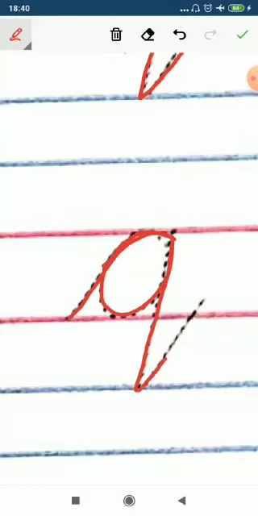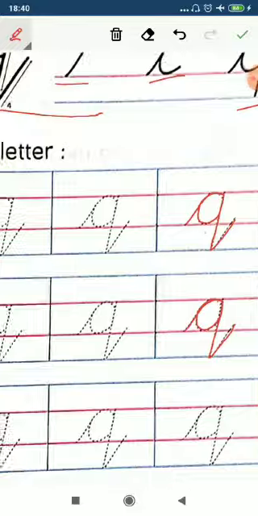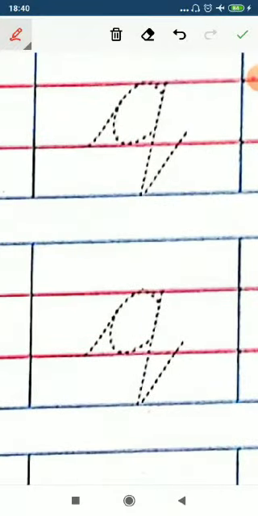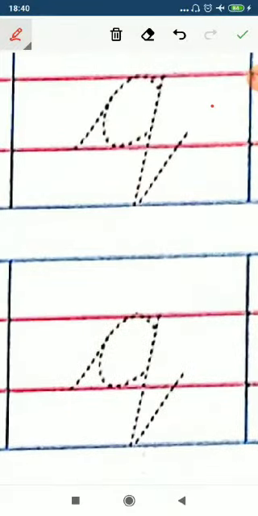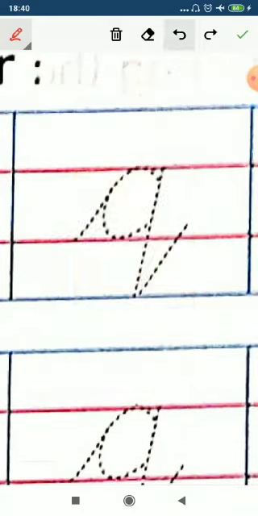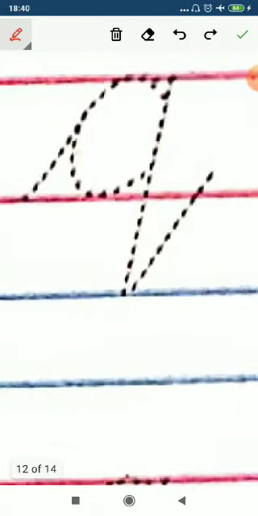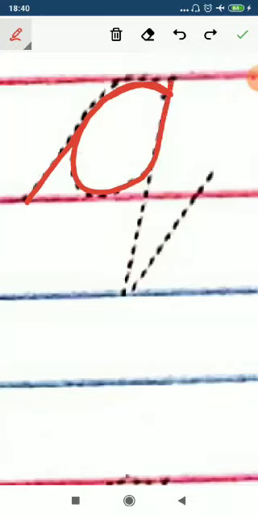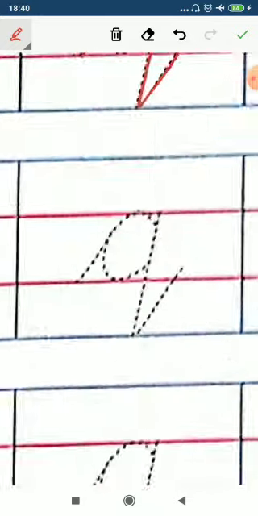Okay, ye and ye. Okay, firstly all of you write on dots. Okay, sabse pehle aap log dots par likhenge. Okay, ye, C, down and till. Ye and ye.